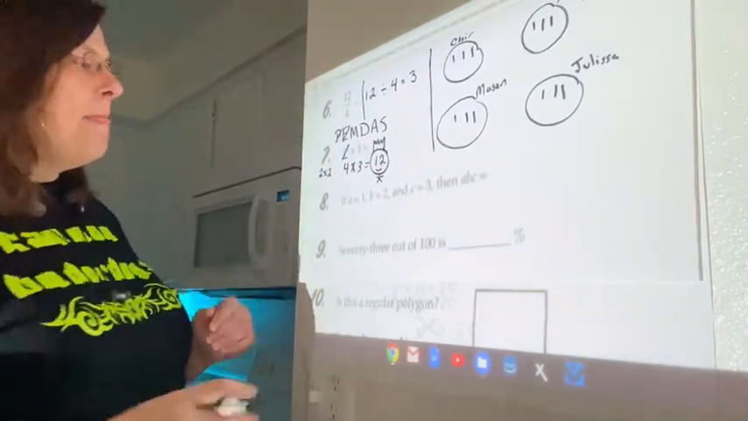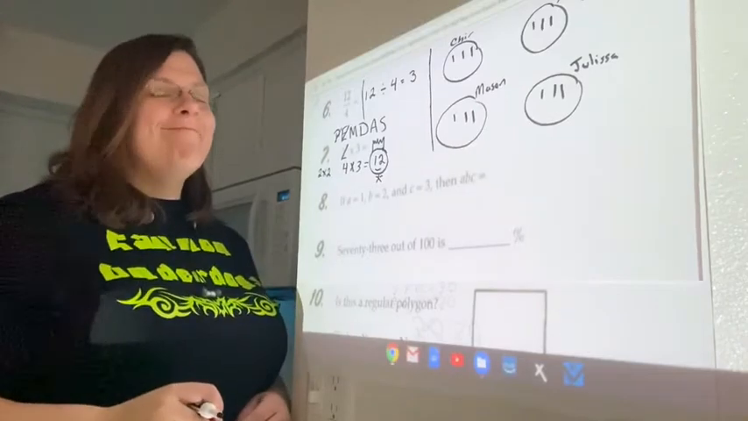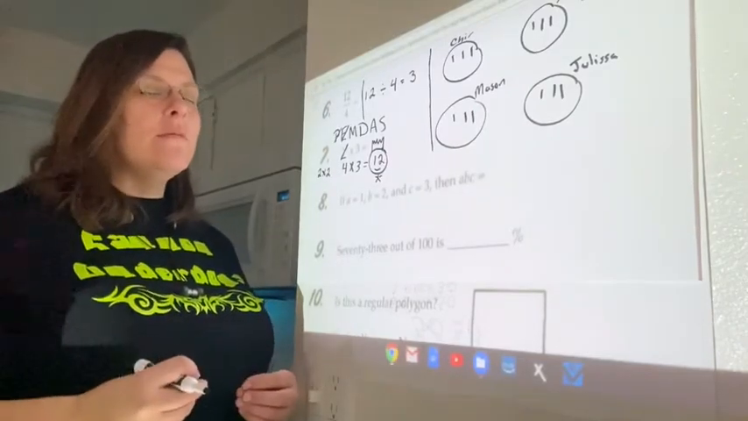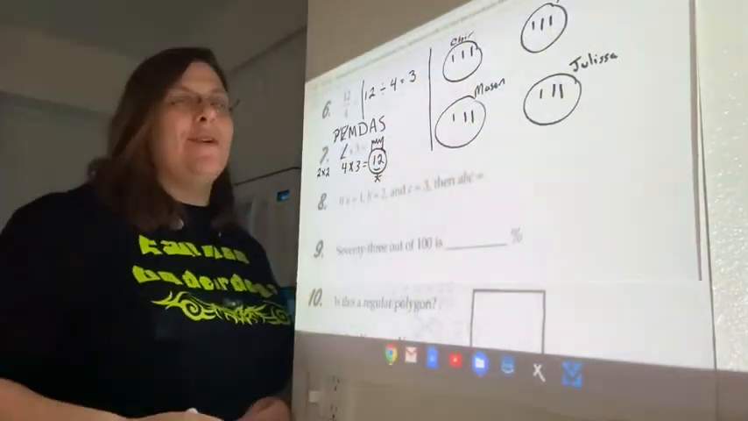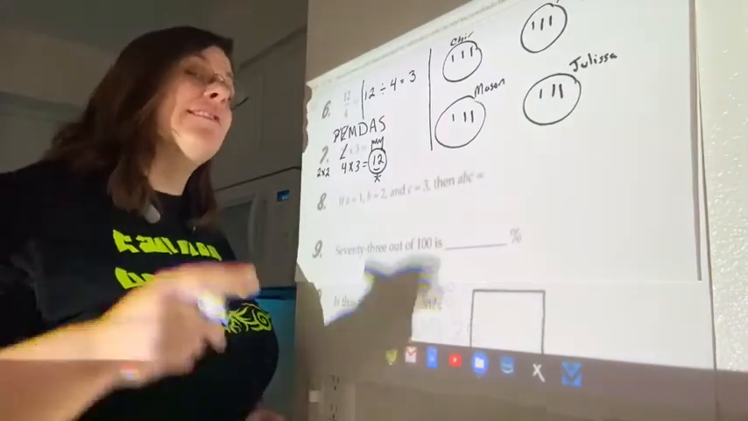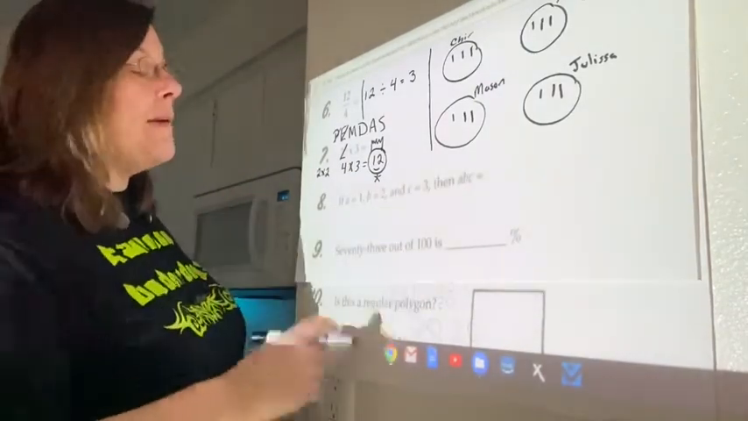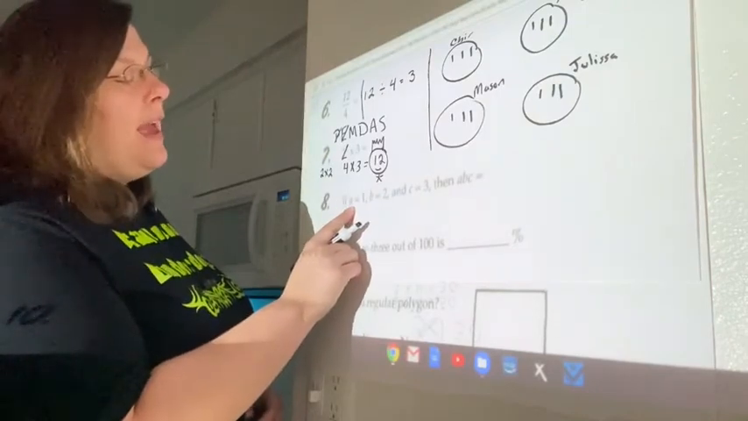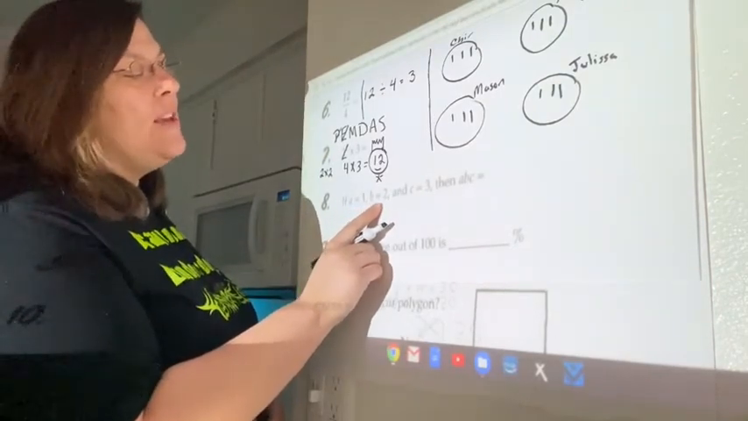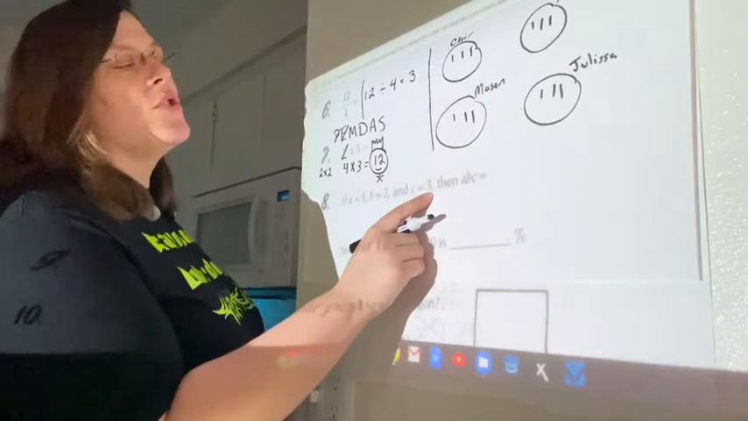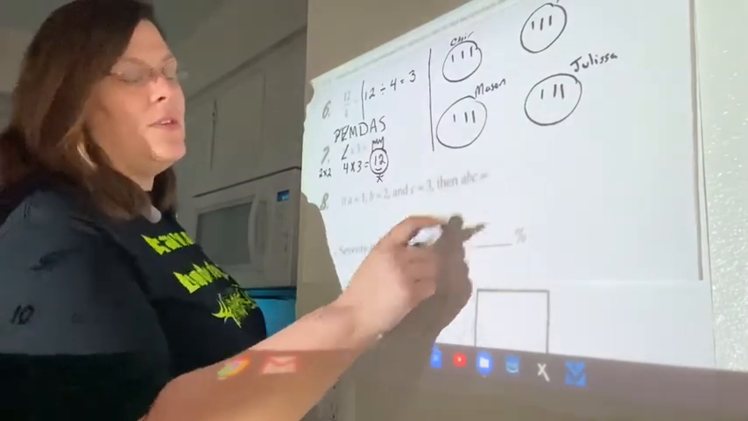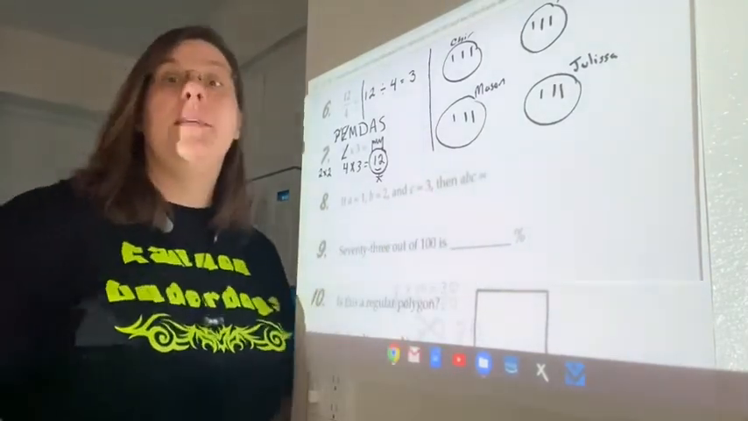Good for us. Number 8. Again, they're trying to fool you. Don't be fooled. And if you are fooled, celebrate the wrong answer. See? Happiness all around. Number 8: If A equals 1, B equals 2, and C equals 3, then ABC equals what? ABC equals a mess.